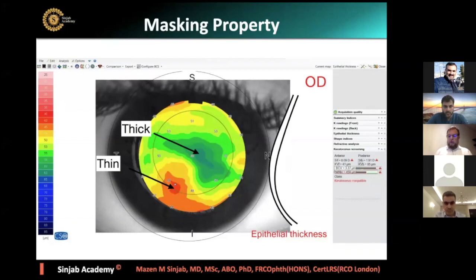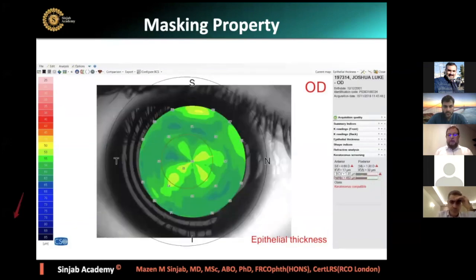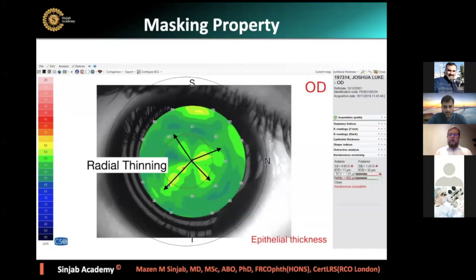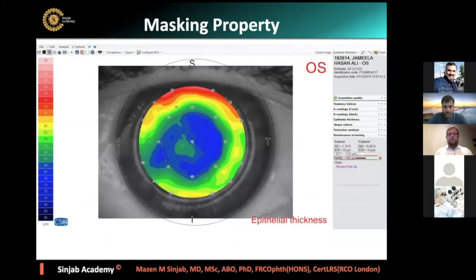There is another shape, which is the radial thinning of the epithelium. Whenever you see this flower shape or the radial thinning of the epithelium, then you have to suspect keratoconus as well, because usually the cornea, when it thins, sometimes it starts in the middle or the center of the cornea. Then the cone starts going downward because of gravity, and it takes the previous shape. But sometimes it starts like this, radial thinning.